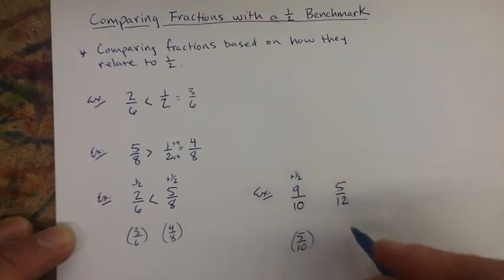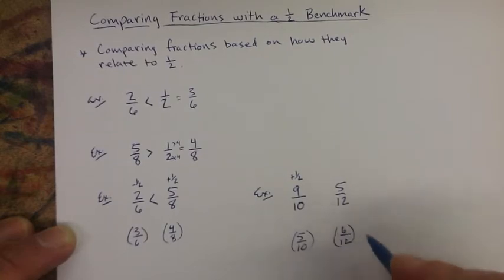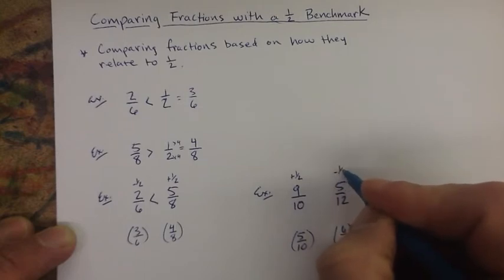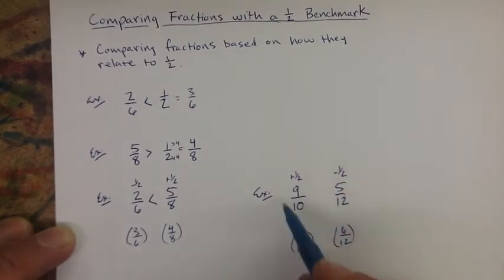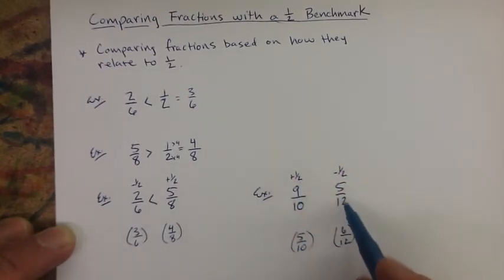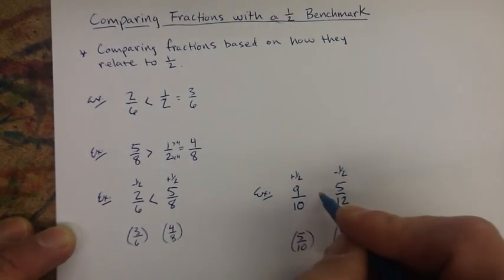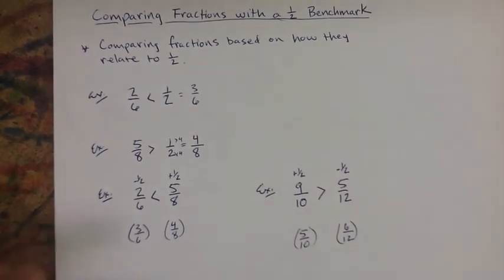And 5/12, how does it relate to 1/2? Well, it has a denominator of 12, so 1/2 would be 6/12. How does 5/12 relate to 6/12? Well, it is less than that, so it is less than 1/2. Since 9/10 is greater than 1/2 and 5/12 is less than 1/2, 9/10 would be greater than 5/12.